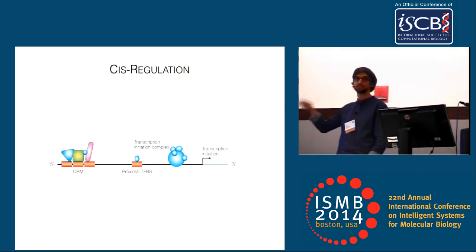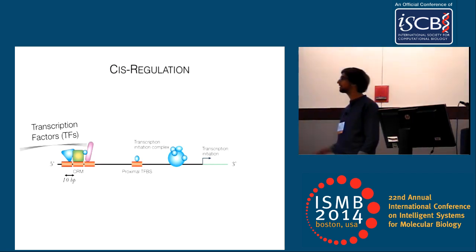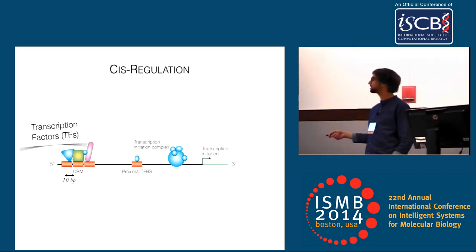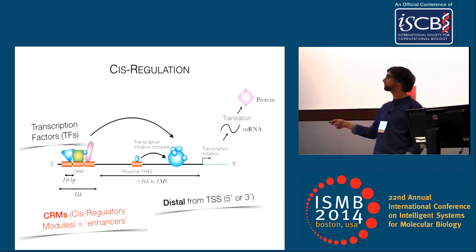Well, again, another introduction, but very quickly: transcription factors bind these very small binding sites of around 10 base pairs, and they can combine on CRMs, cis-regulatory modules, that interact with the transcriptional machinery to enhance or repress gene transcription.